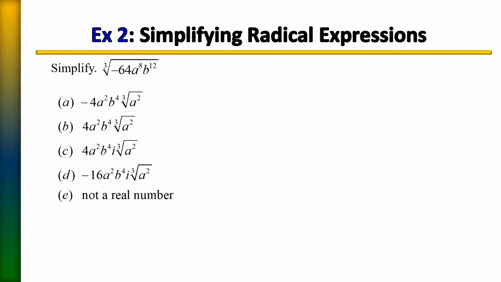Okay, so I'm looking for a number that when I multiply it 3 times will equal -64. Can you think of what that number is? If you said -4, that's correct, because if you multiply the number -4 3 times it is going to equal -64.